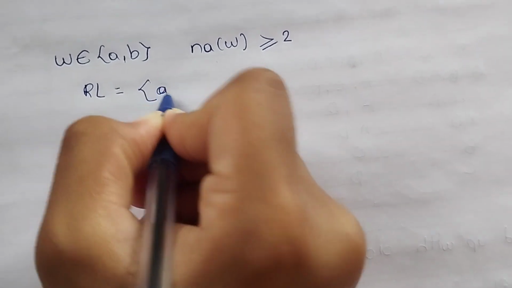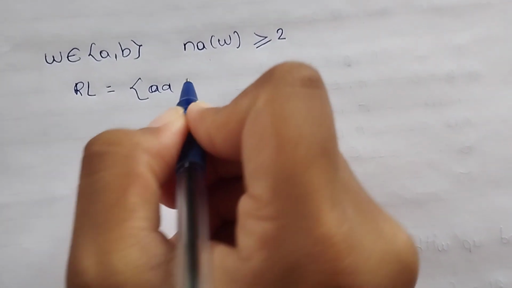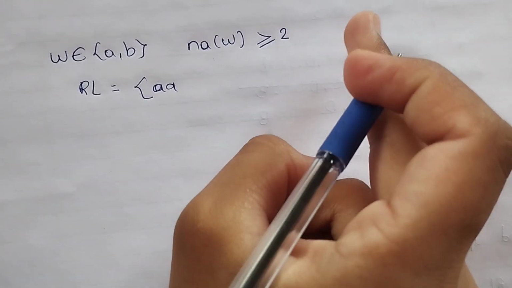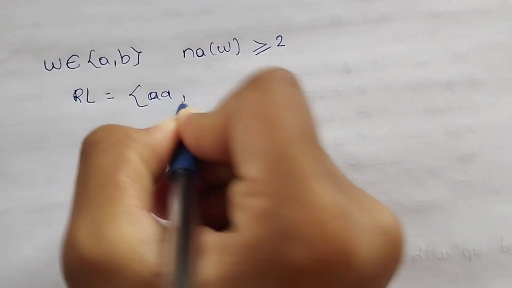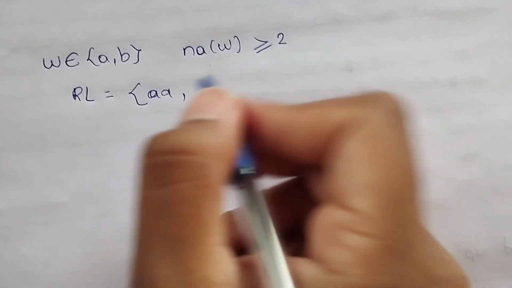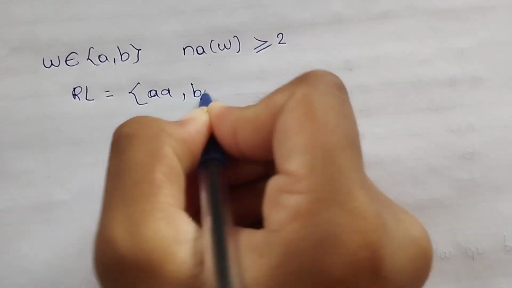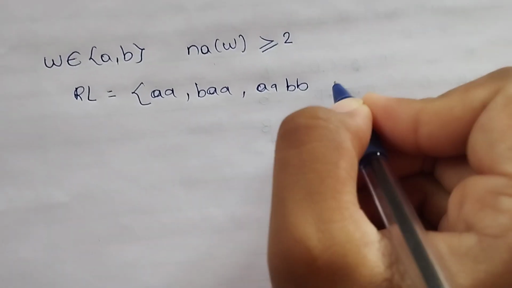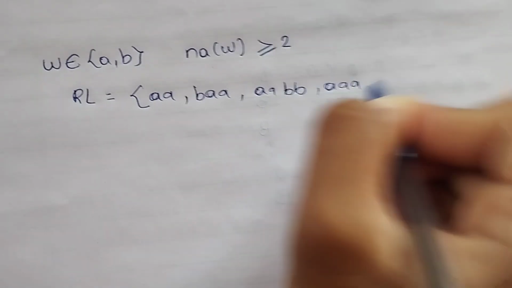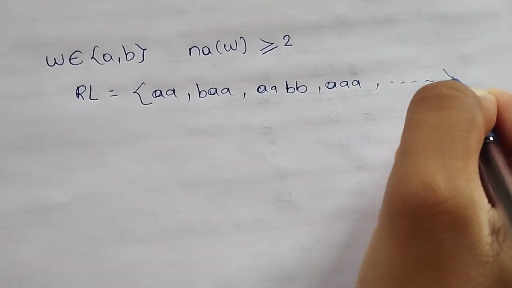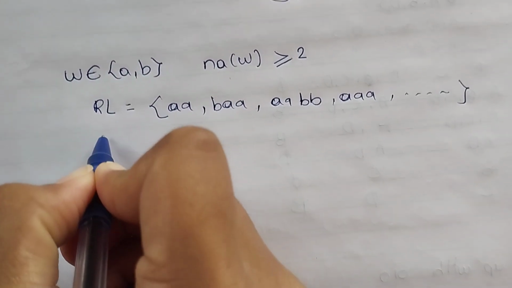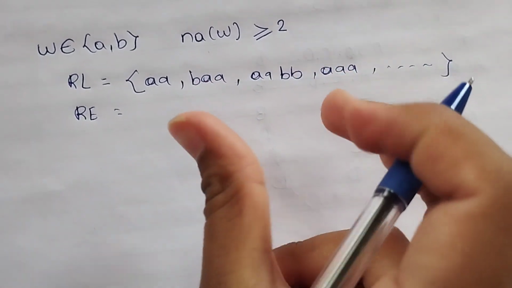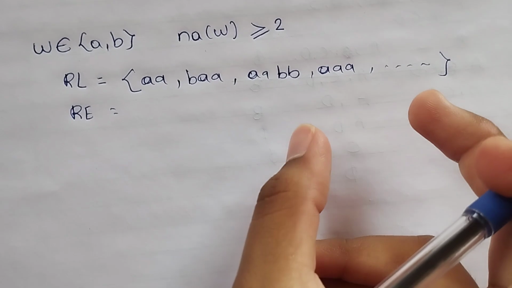First possibility: the string contains only AA. A single A is not accepted because the string must have A count greater than or equal to 2. So AA is possible, BAA is possible, AABB can be possible, triple A is also possible, up to n number of strings.